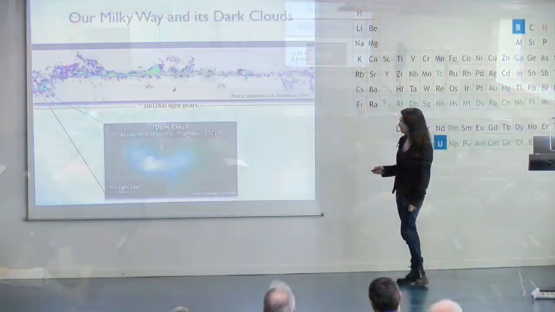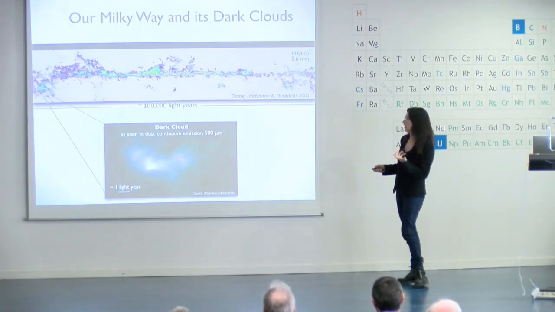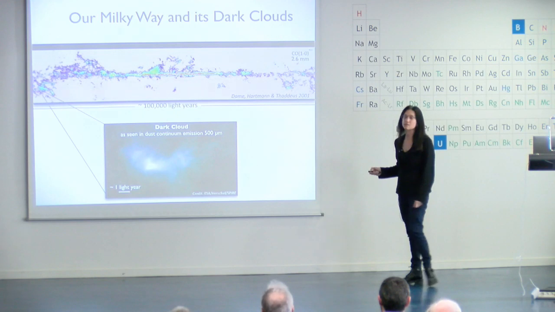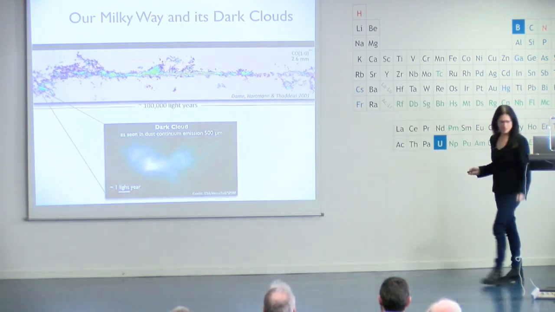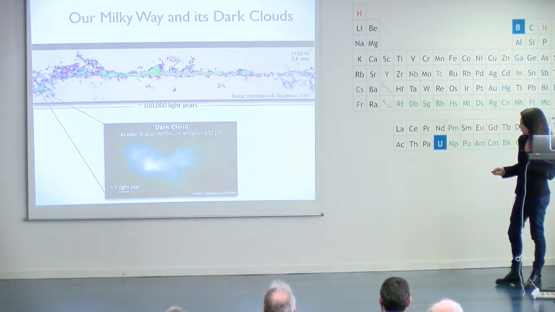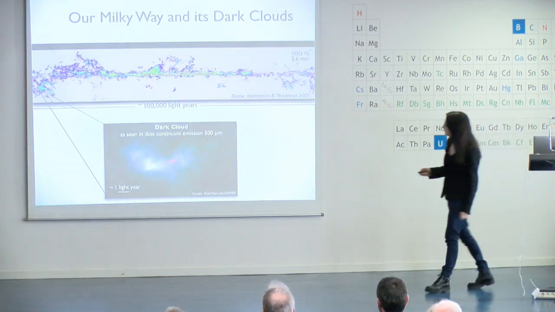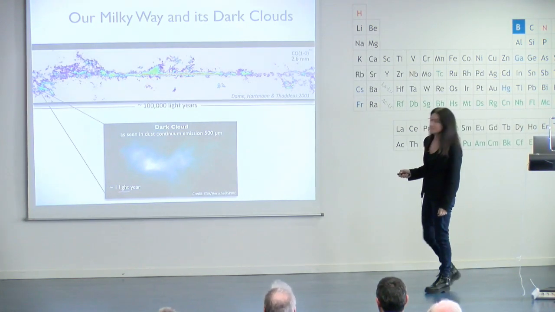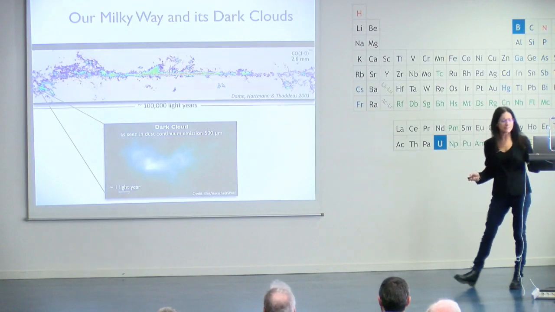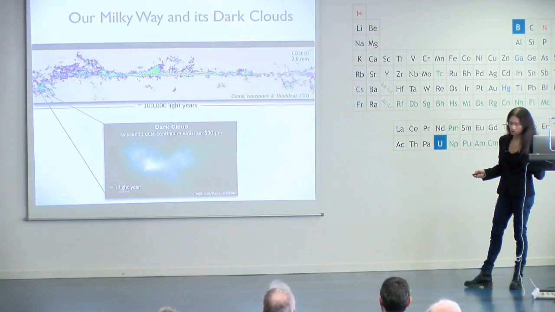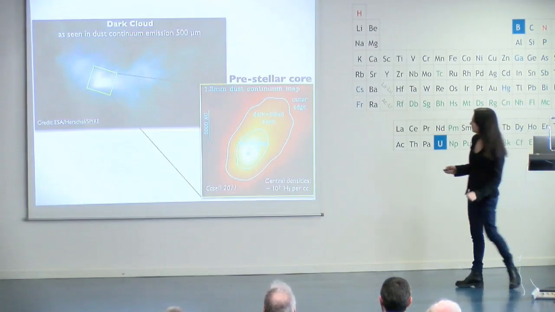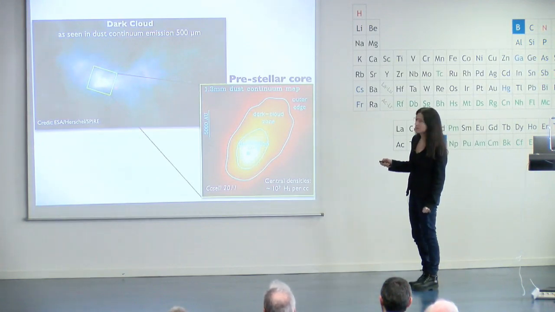In fact, you can see very well the structure of these clouds, for example, with dust continuum emission at 500 micrometer. This was a picture taken from Herschel. So here you start to see some regions that are quite bright. And these are the location of future, say, star formation. And this is what, in fact, we have studied a lot.